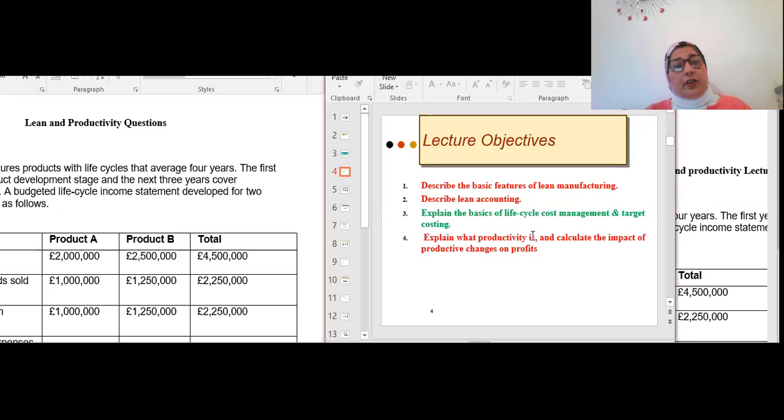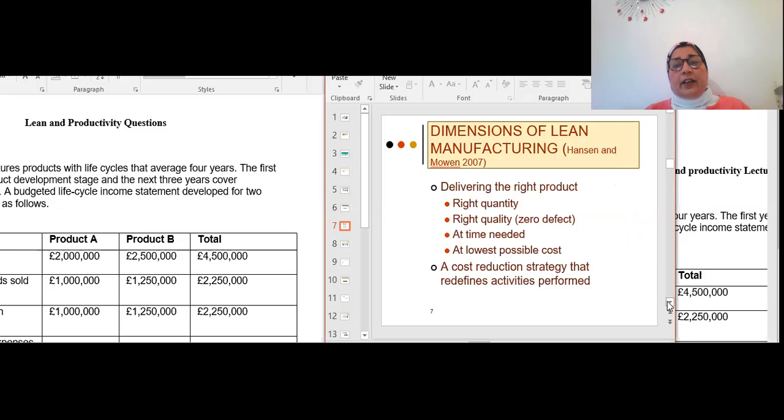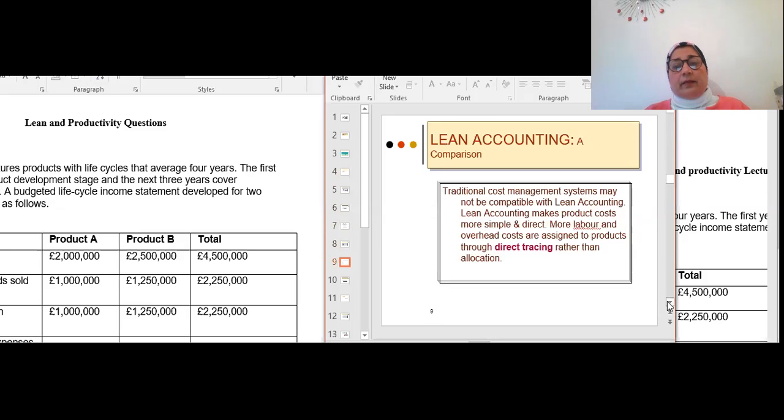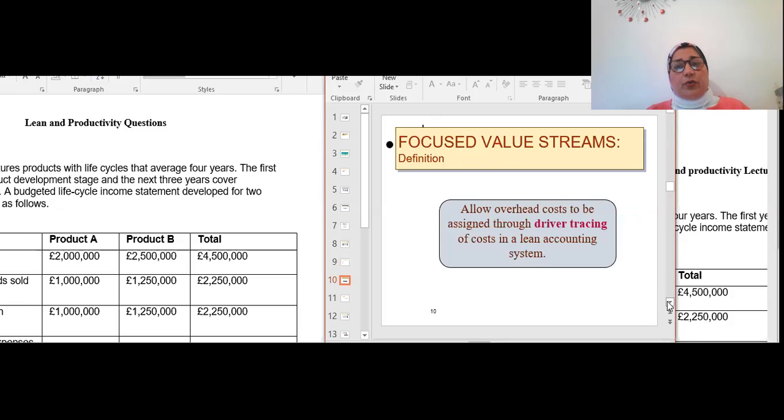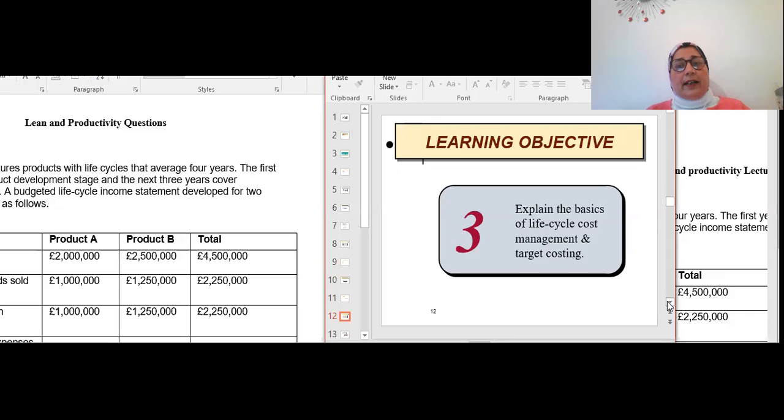So in this particular video, I will focus on the first type of calculation questions, which relates to lean and target costing. With this type of question, we really need to move to life cycle cost and life cycle cost management and link this to target costing.